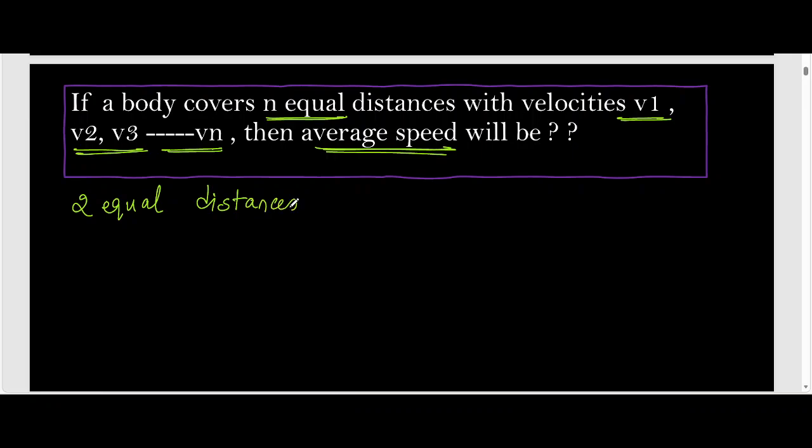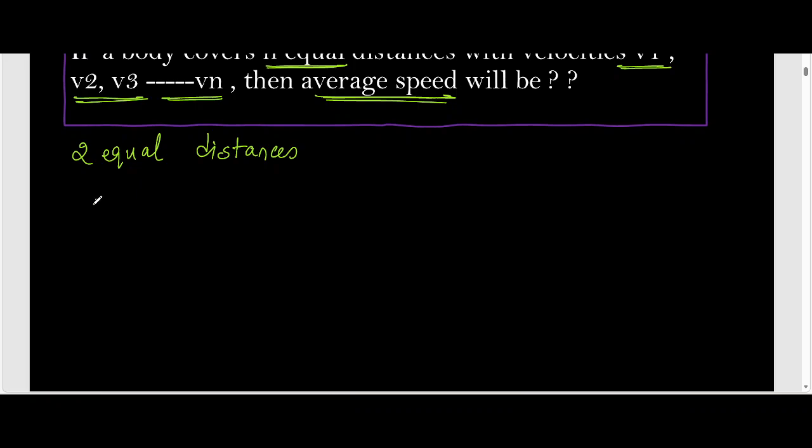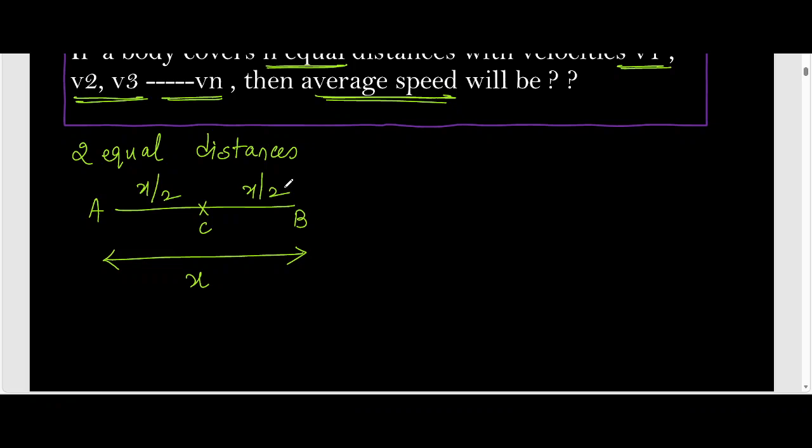What do you mean by equal distances? Imagine a body is starting from A and traveling till B. Now let us consider a point C here, and let this C be a midpoint. If I assume the total distance AB as x, then what will be this distance? As C is the midpoint, it will be x by 2 and x by 2.